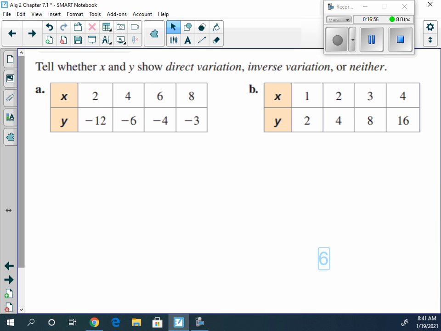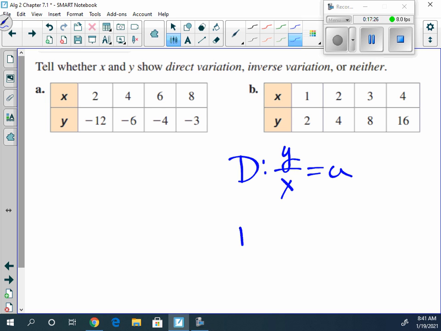Okay. Tell whether x and y show direct variation, inverse variation, or neither. Now, for some reason, because we had it in our form y equals a times x and y equals a divided by x. For direct, we had it as y equals a times x. Now, for some reason, I wrote it as y divided by x is equal to a. And for inverse, for some reason, I rewrote it as x times y is equal to a, yes?